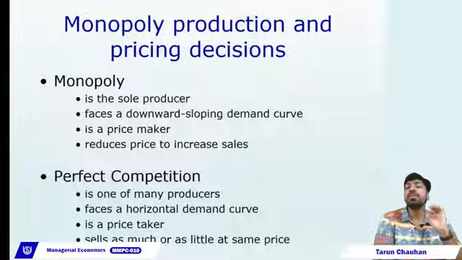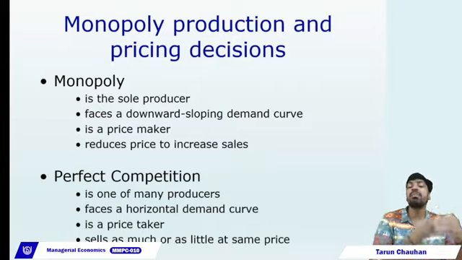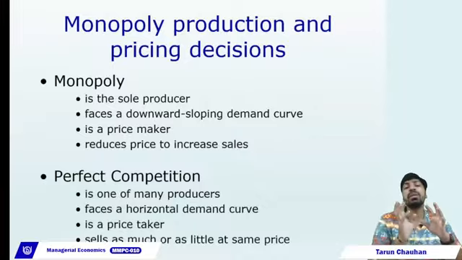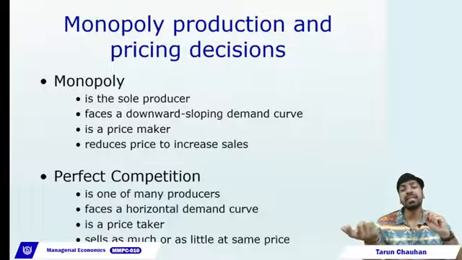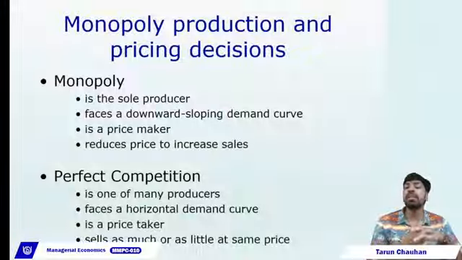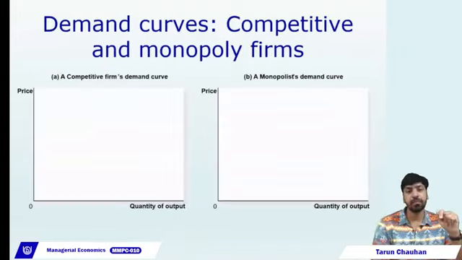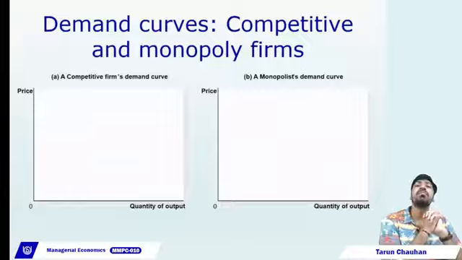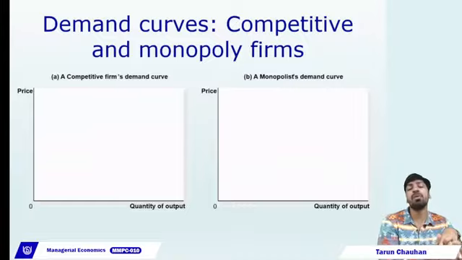So when we talk about decisions related to pricing and production, these are the two scenarios of monopoly and perfect competition. Production and pricing decisions exist according to the price set by the industry in the case of perfect competition. But in the case of monopoly, as it is a sole maker or owner, it reduces the prices according to the demand and sales of a particular product. So these are the demand curves of the perfectly competitive market and the monopoly market.